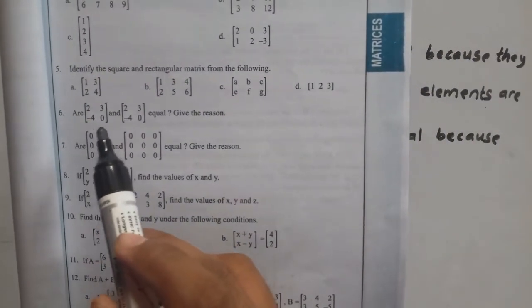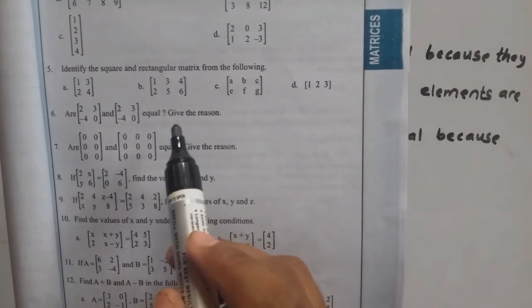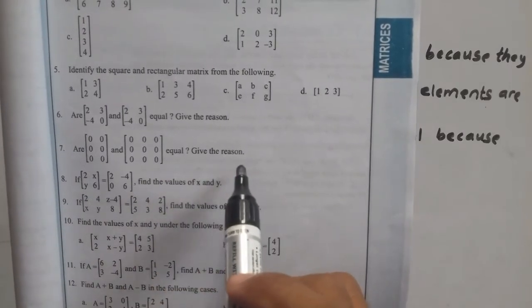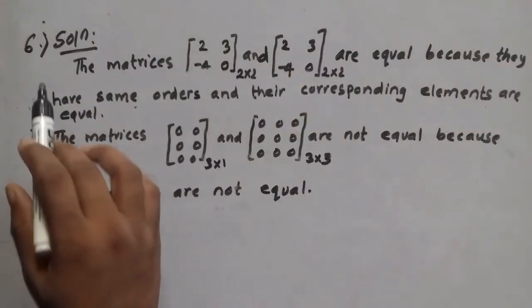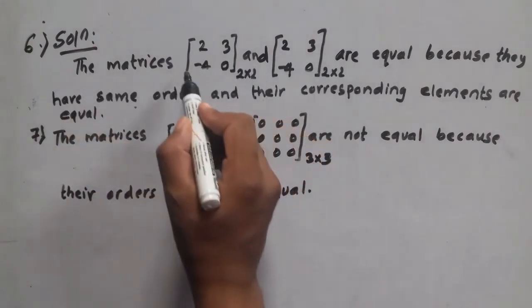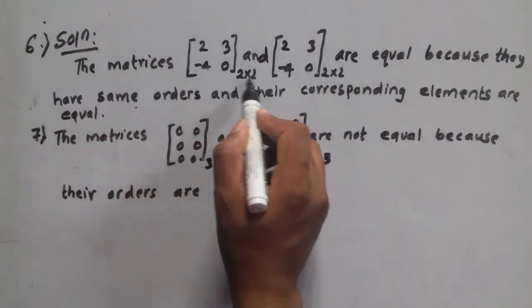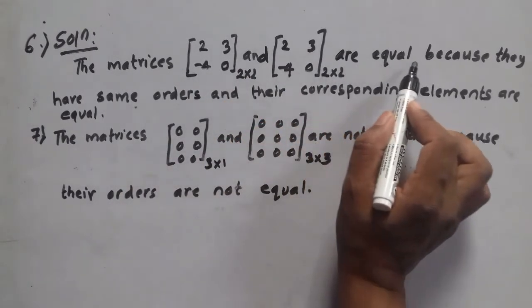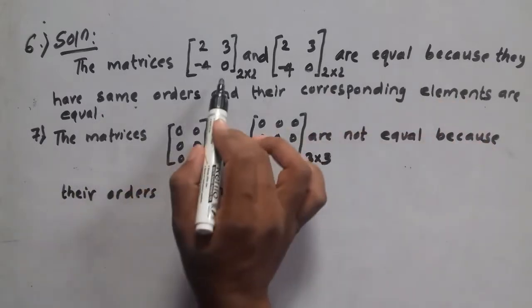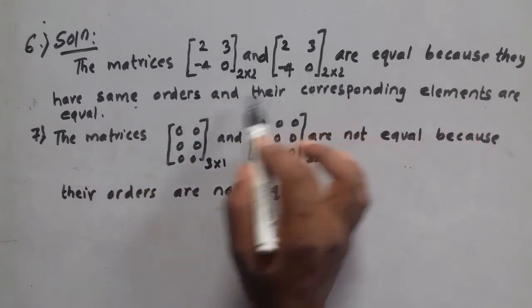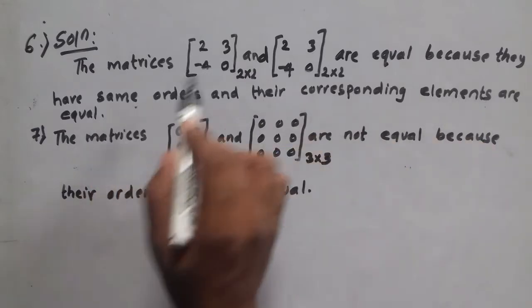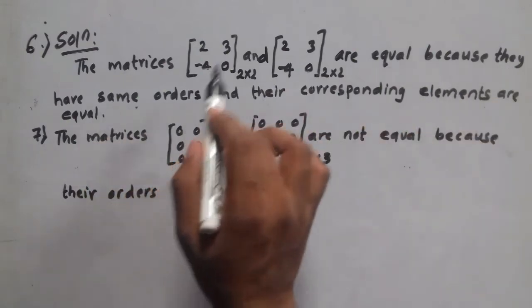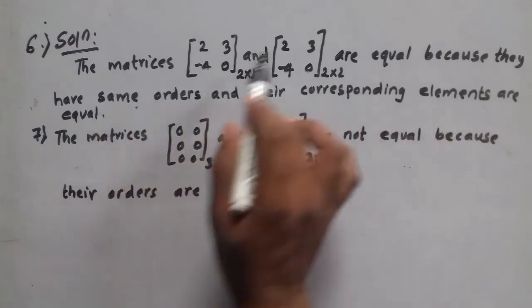In question number 6, are this and this matrix equal? Give the reason. And in 7 also, are this and this equal? Give the reason is the question. In 6, these 2 matrices, we have written their order also just below the matrix, are equal because they have the same orders. Here orders are the same, 2 by 2 and 2 by 2, and their corresponding elements are equal. So these are equal and we have written the reason: they have the same orders and their corresponding elements are equal.